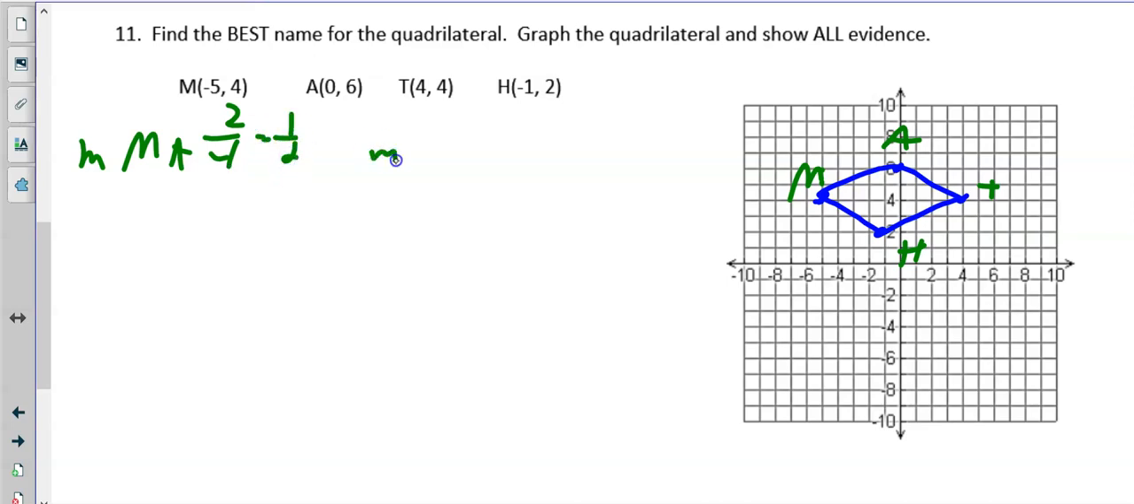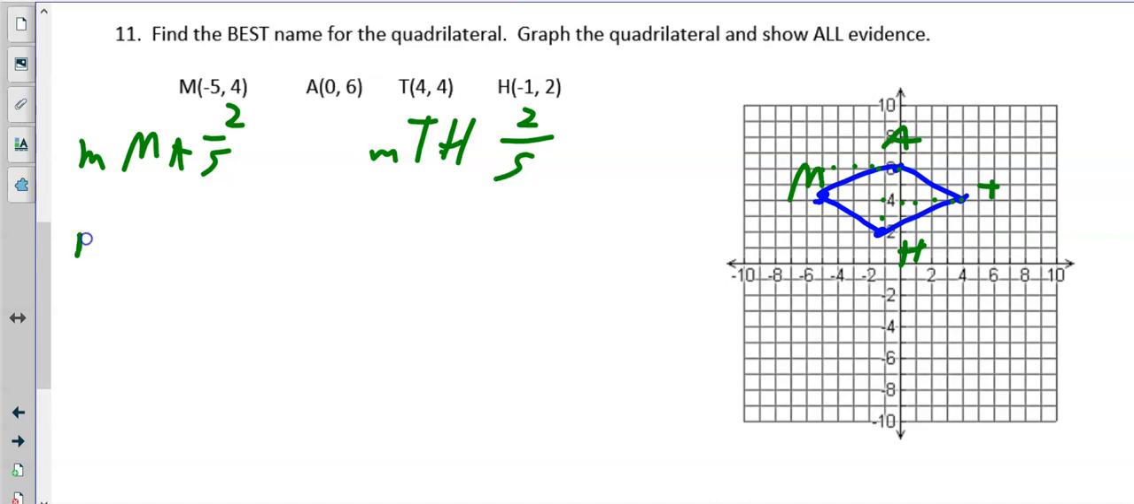Let's go and do the opposite side, assuming it might be parallel. TH. So from H, we're going to go up 1, up 2, and right 1, 2, 3, 4, 5. Did I miscount? I did miscount on MA. Sorry. 1, 2, 1, 2, 3, 4, 5. I miscounted. My mistake. It happens. So it is 2/5 and 2/5. Okay. This proves math is hard.